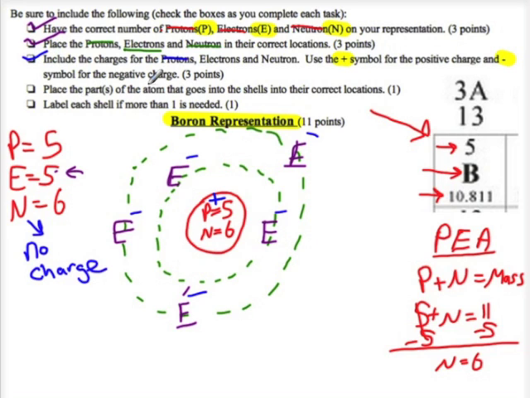Now place the parts of the atoms that go into shells in the correct location. I've done that. Label each shell if more than one is needed. Well, let's get another pen again. Let's do a funky color here. It'll kind of be barred shaped. So I know my first shell is the K, and my next shell is the L. So it's K and L. So I've done this. And so for up here, I'd have all 11 points.